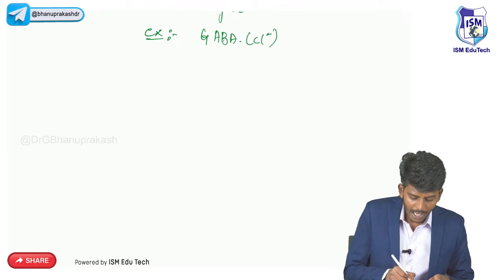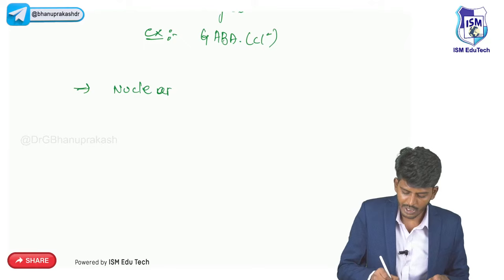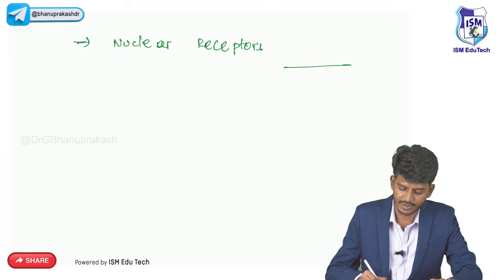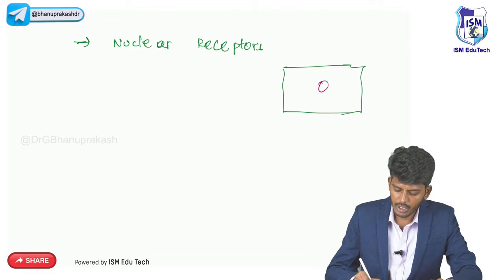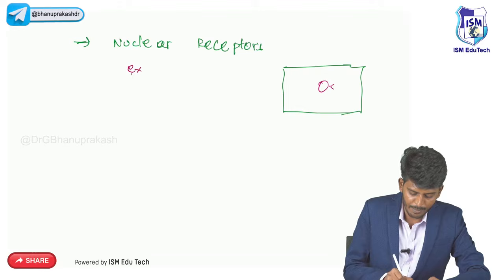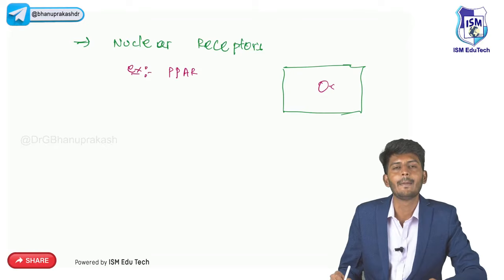Now, apart from that, there is something called the nuclear receptor. Nuclear receptors are the receptors at the level of the nucleus. If you consider this as a cell, inside the cell you have the nucleus, and on the nucleus I will have some receptors. These types of receptors are called nuclear receptors. An example is the PPAR receptor, peroxisome proliferator activated receptor.